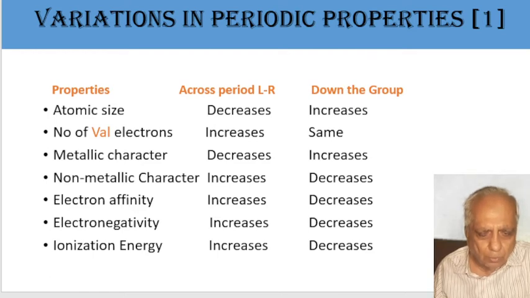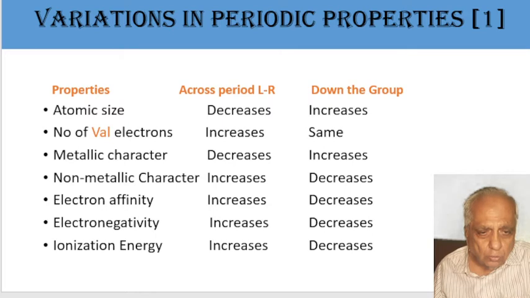Non-metallic character would be opposite to it, because first is metal, last is non-metal halogen. So non-metallic character will increase along the period and it will decrease down the group. We will discuss this today. Then I told you to remember that electron affinity, electronegativity and ionization energy all increase from left to right in a period, and they decrease as we move down the group. The reasons were explained to you yesterday.